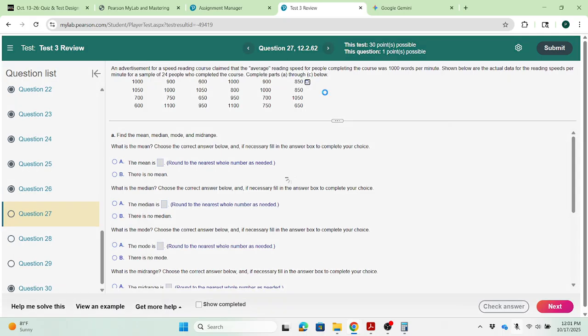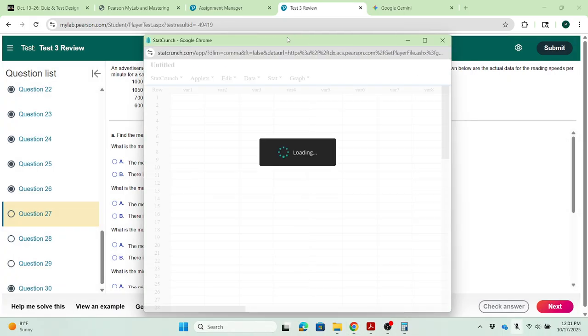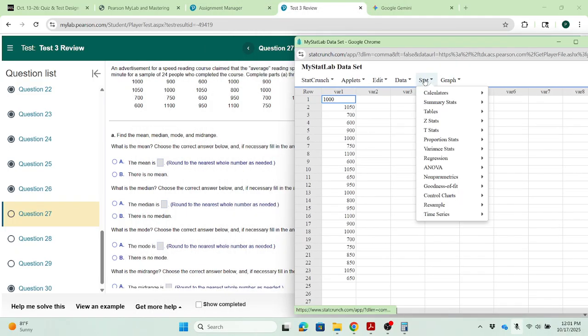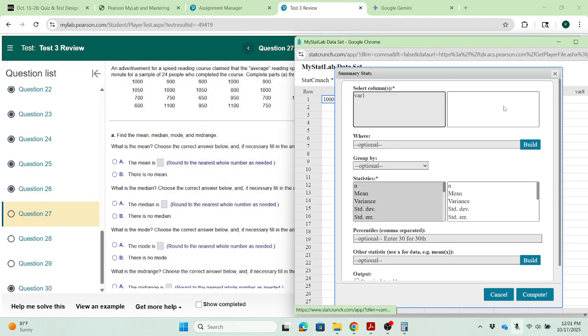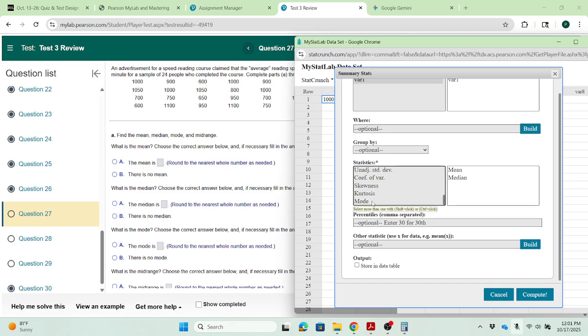Just copy that in StatCrunch, it will be easier. And then just go to Stat, Summary Stats, select the column, and find the mean, median, and mode. Mid-range is minimum plus maximum, so I'm going to find the minimum. Okay, I'm not going to do that; I'm going to do that manually.